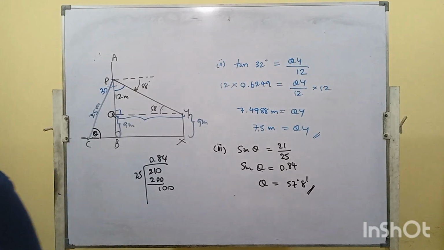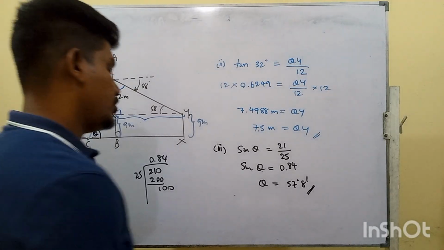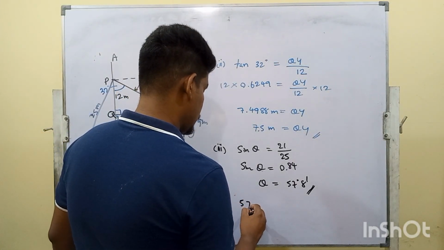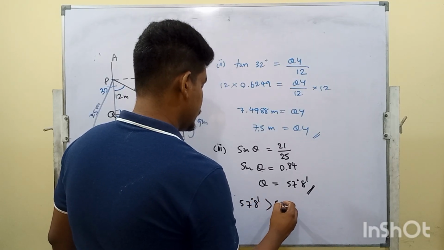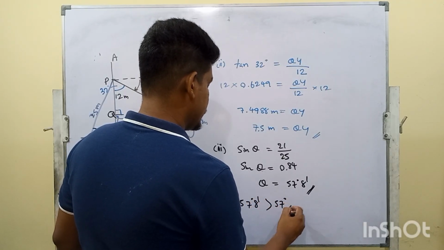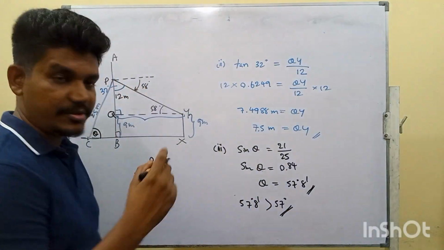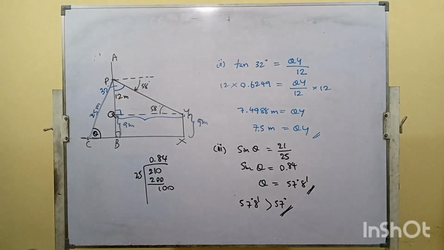We have to show that it's more than 57. Yeah. Obviously, 57 degrees 8 minutes is more than 57 degrees. That's what we had to prove. Right. That's what we had to prove. Right. That's all about question number 5.